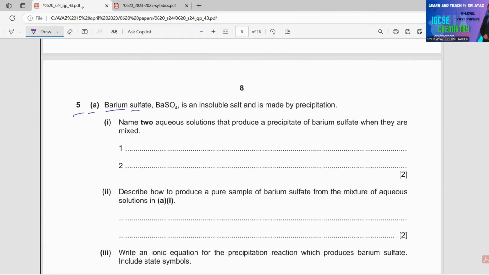5A. Barium sulfate BaSO4 is an insoluble salt and is made by precipitation. 1. Name 2 aqueous solutions that produce a precipitate of barium sulfate when they are mixed. Now we need 2 aqueous solutions to get a precipitate of barium sulfate. So you must have a soluble salt of barium. You can either take barium nitrate or chloride.